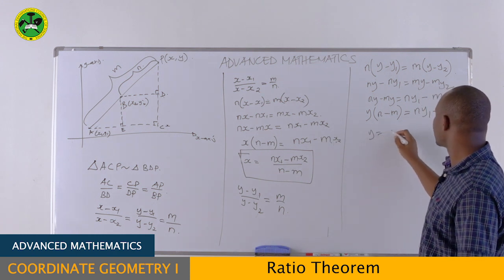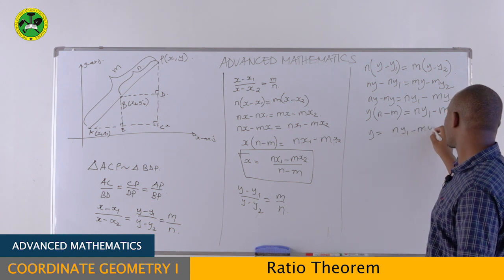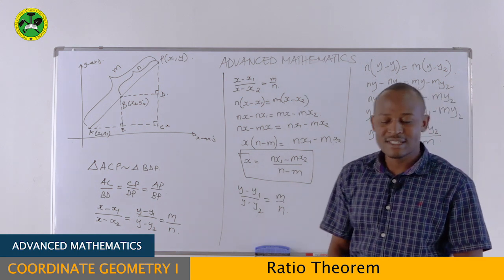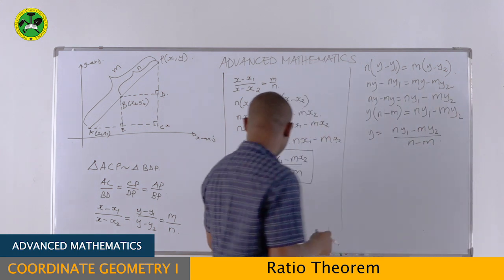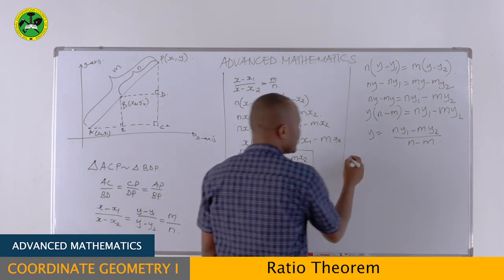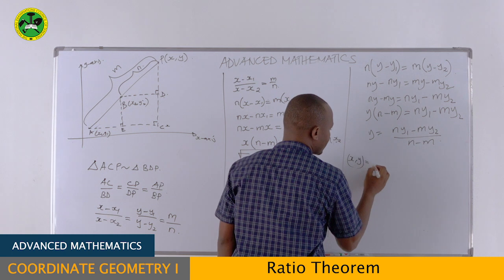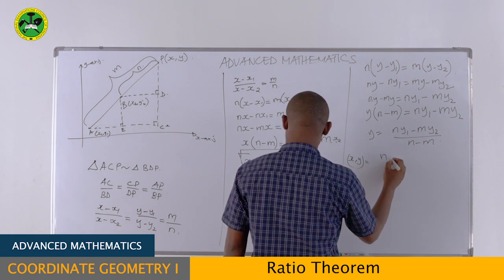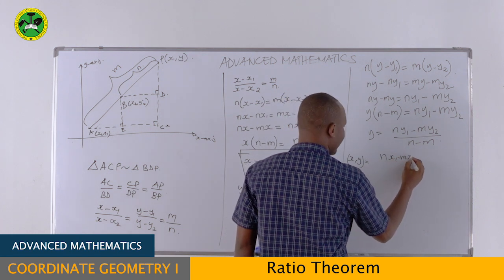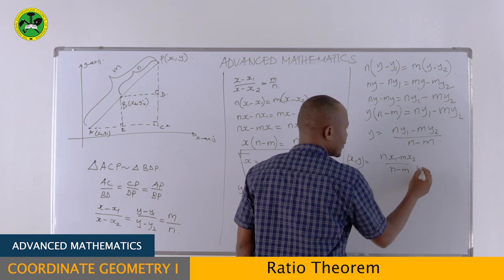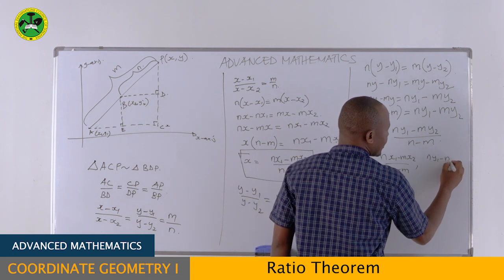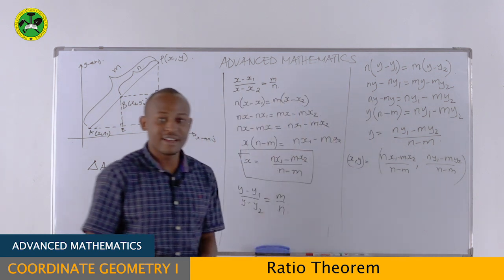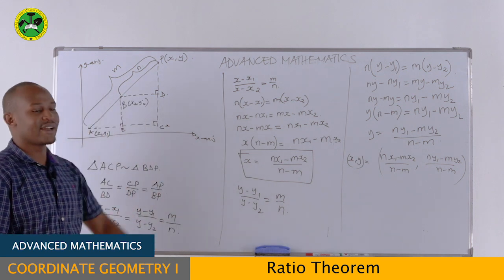So we have Y times N minus M equals to NY1 minus MY2. Those are the values, that is the value of X, and that is the value of Y. That is to say, collecting those, we have NX1 minus MX2 over N minus M, and NY1 minus MY2 over N minus M. So this is how we can find the values of X and Y if the line is divided externally.